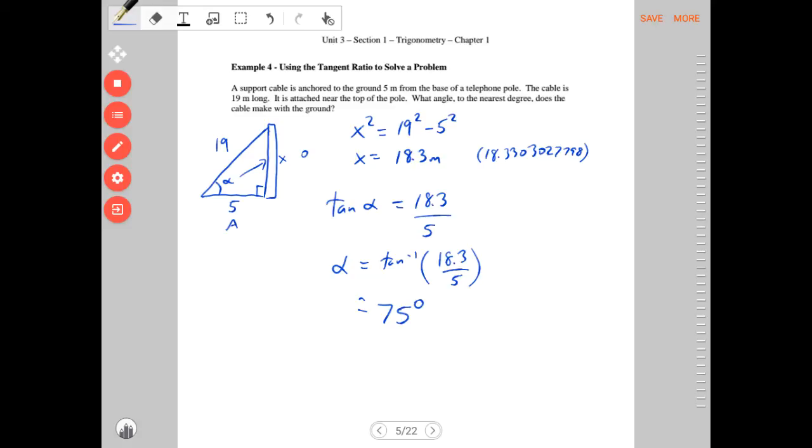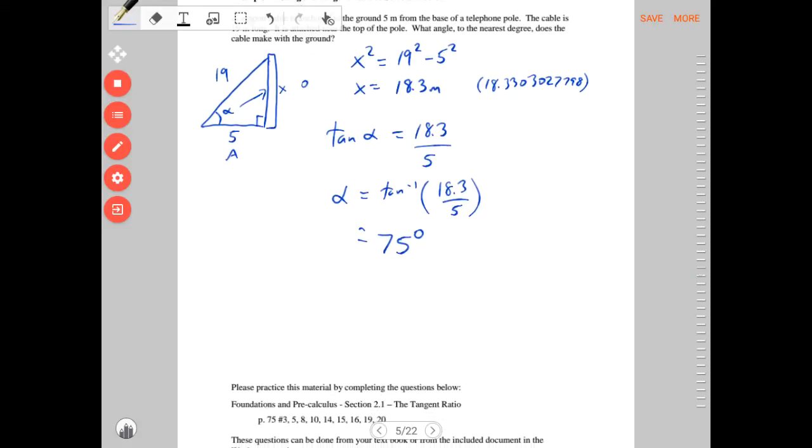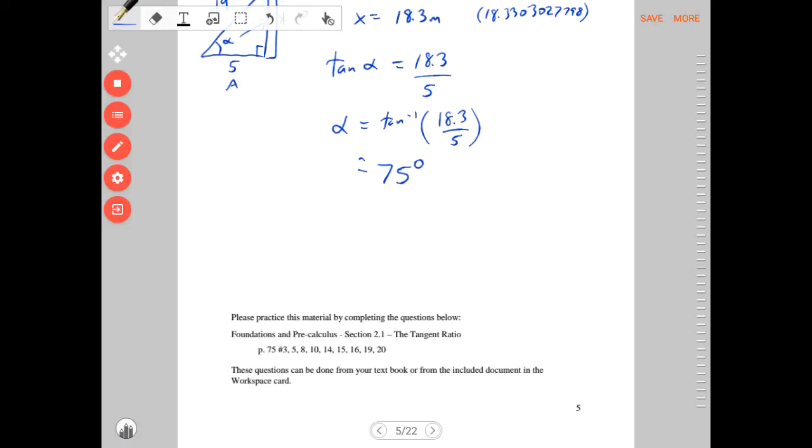Okay, I know that last example took a long time because of the calculator work, but trust me, it'll be nice for you just to know that.